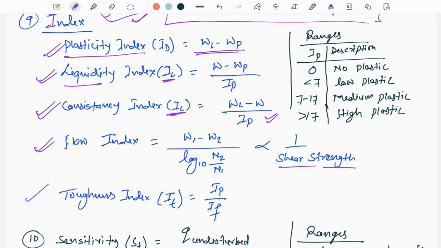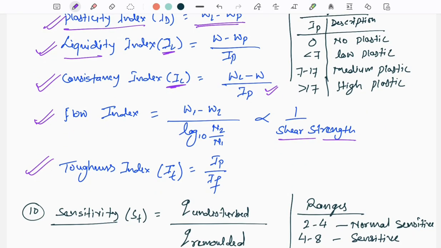And the last one is the toughness index. This is nothing but the ratio of the plasticity index to the flow index. The plasticity index, you know, is WL minus WP, and here is the flow index. So the toughness index IT is equal to IP upon IF.